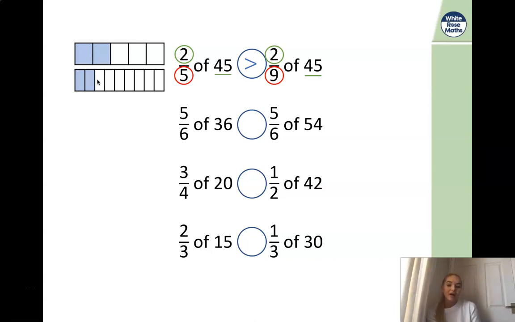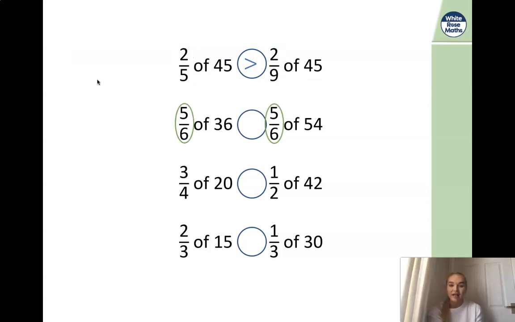Number 2 then, 5/6 of 36 compared to 5/6 of 54. Well, we can see that the fractions are exactly the same, but the whole numbers have changed. And because 36 is a smaller or bigger number than 54? Smaller, good job. That means that 5/6 of 36 is less than 5/6 of 54.